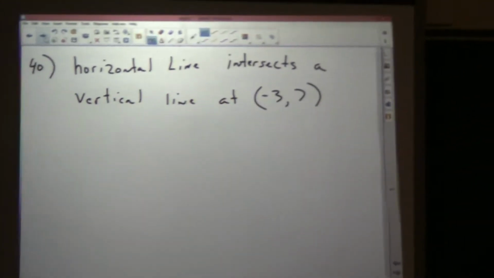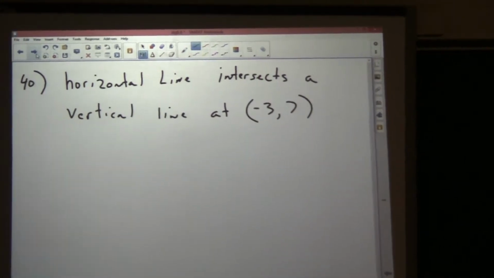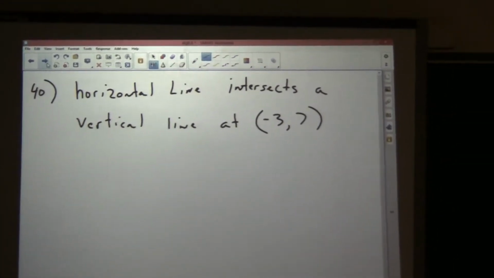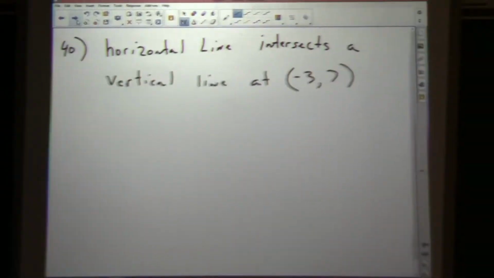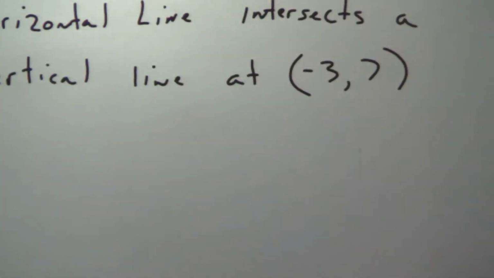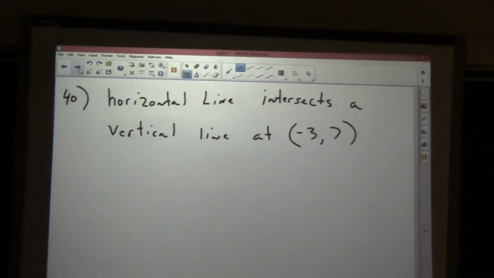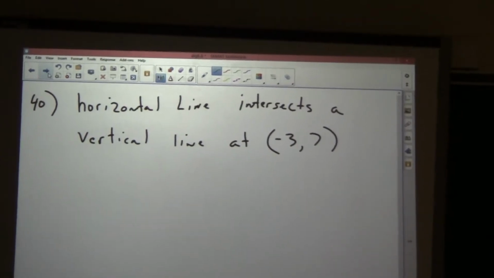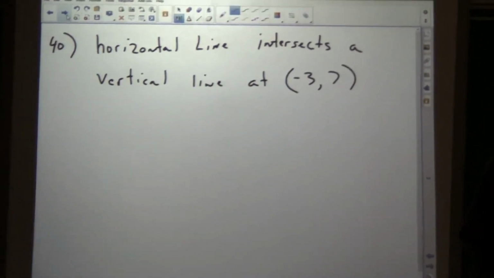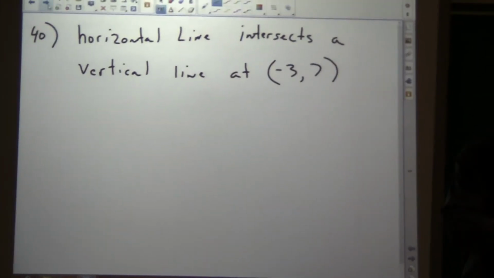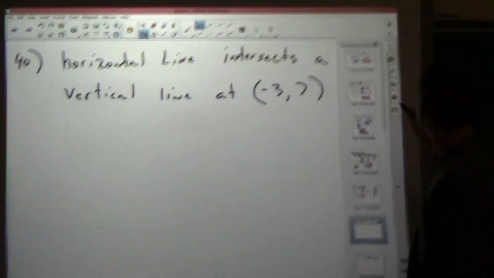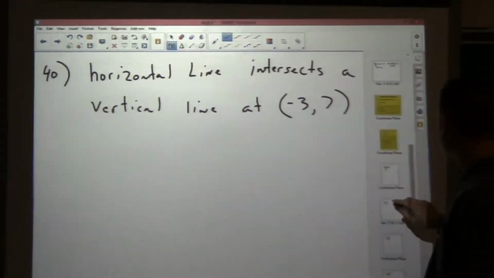The horizontal line that intersects a vertical line at -3, 7. Okay? Now, the best way to understand this problem is to look at this on a graph. So that's what I'm going to do. If you would, very quickly, just sketch or look at something that you have that has a coordinate plane on it. I'm going to grab mine off of my board here.